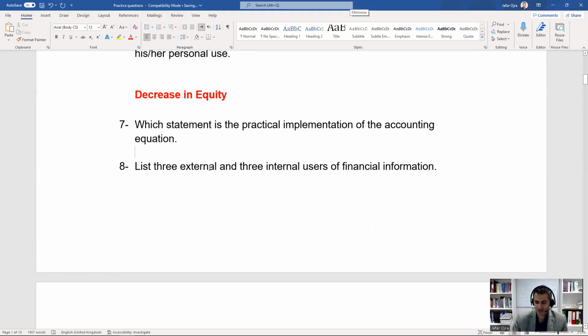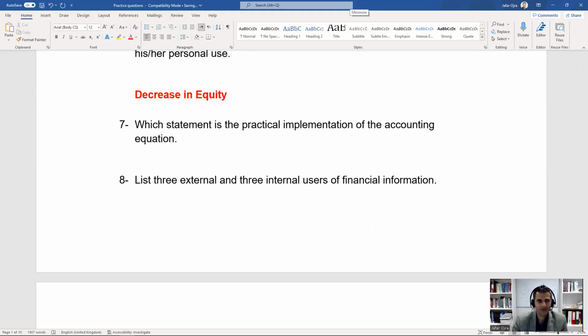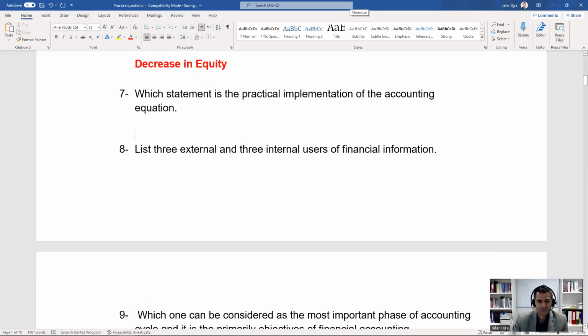Okay. Number 7. Right. What's number 7? Which statement is the practical implementation of the accounting equation? I've just mentioned the accounting equation, and the accounting equation is basically related with a statement of financial position or the balance sheet.